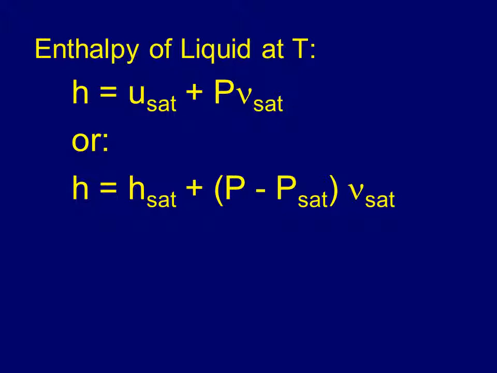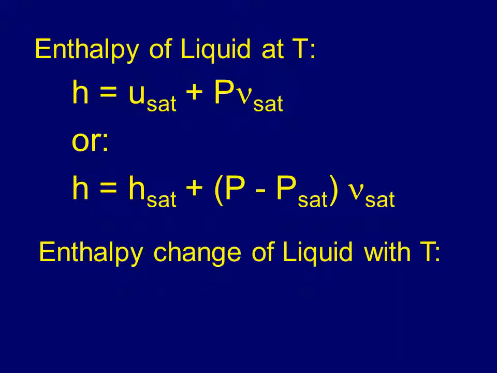Another way of doing this is to take H saturated and correct for the increased P by multiplying the actual P minus P saturated, which is where the H saturated is listed, times V saturated, assuming that the volume isn't changing over that interval. And as we saw earlier, liquids are nearly incompressible and the volume is not going to change much at all.